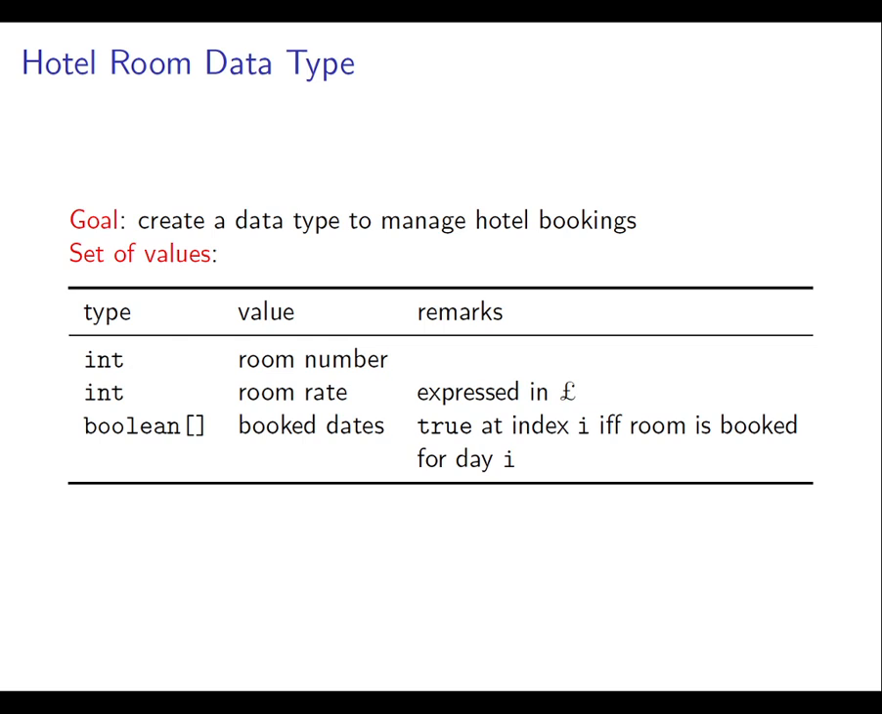So, how are we going to go about actually defining the hotel room class? Each hotel room is supposed to have a room number of type int and a room rate, which is also going to be an int, which we assume represents a number of pounds. And we said we wanted it to have an array of booked dates, so that's going to be an array of booleans. The idea is that it's going to be true at index I if and only if the room is booked for day I of the single month which we're concerning ourselves with.